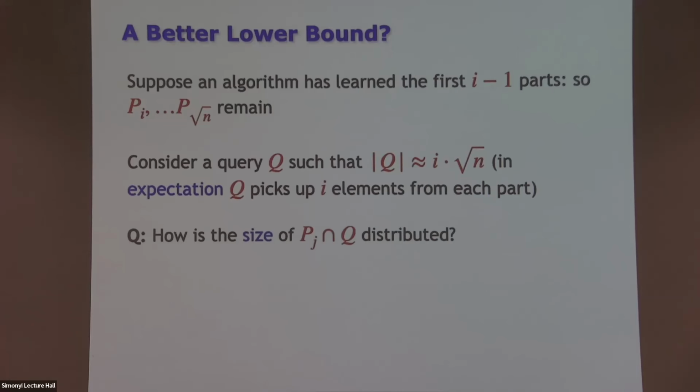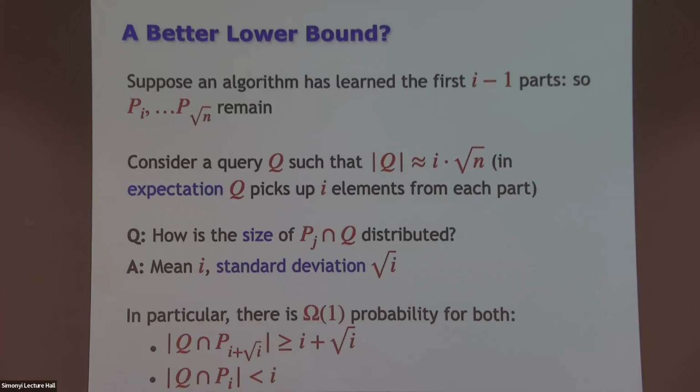But now let's look at a question. How is the size of p_j intersect Q distributed? p_j is just an arbitrary part. How big is p_j intersect Q? By construction, in expectation we wanted to get i elements from each part. So necessarily the mean is i, we expect i elements, but importantly, there's a standard deviation of square root i. And it turns out that this standard deviation will be the key to designing a better algorithm.